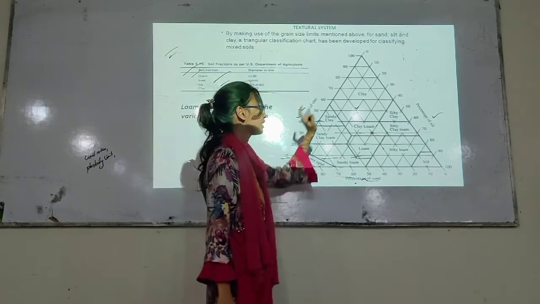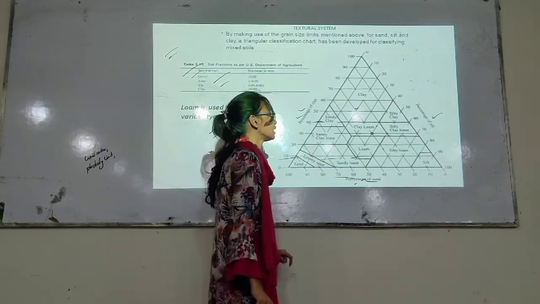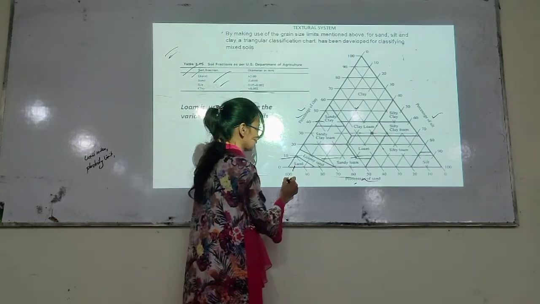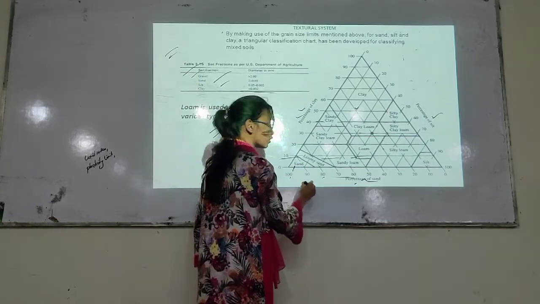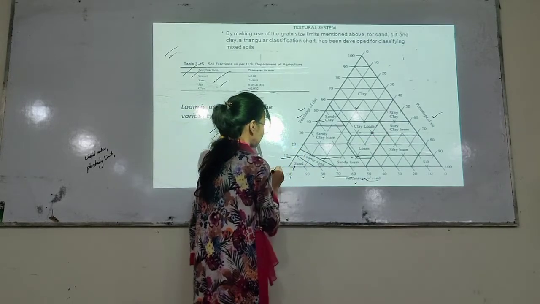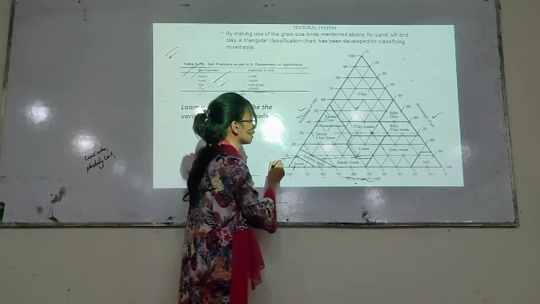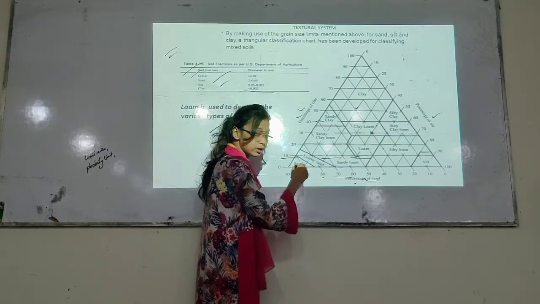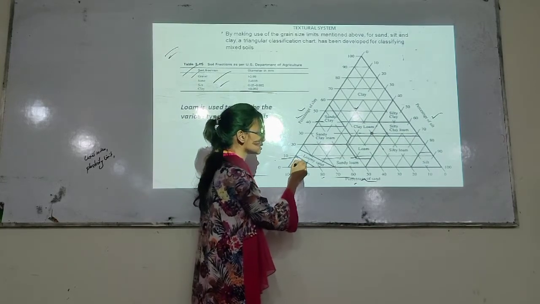That's why we classify this zone as clay. Then we come to the next zone, sand. The sand is located at 80 to 90% for sand and 0 to 20% for clay. So the major constituent of this zone is sand, so we classify this as sand.